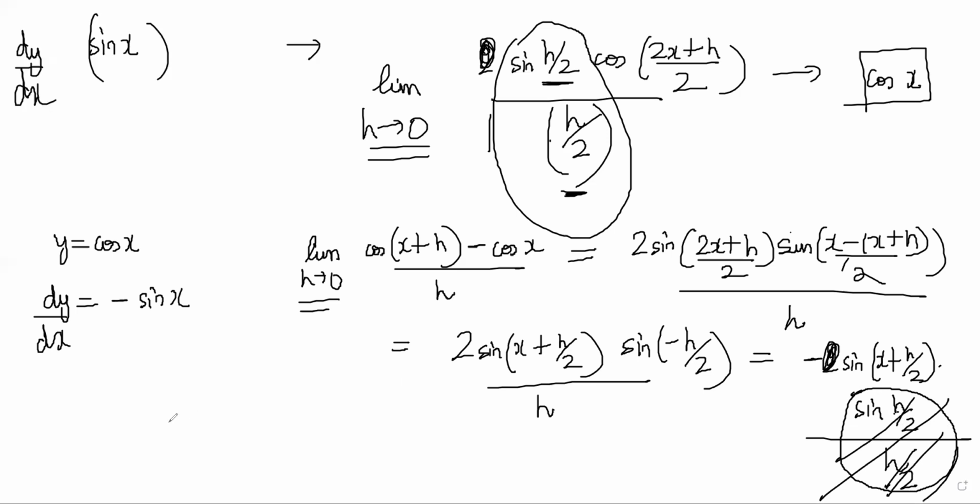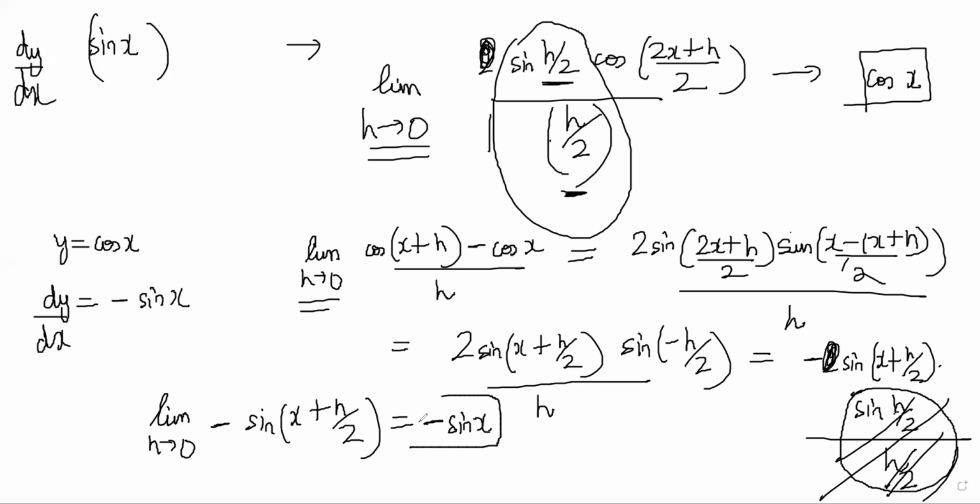And what will be left now? Limit h tends to 0 of minus sine of x plus h by 2, right? So when you put h as 0 in here, it comes as minus sine x, which is what you have to remember. If y is equal to cos x, dy by dx becomes minus sine x, right?